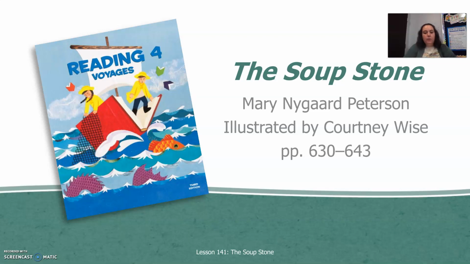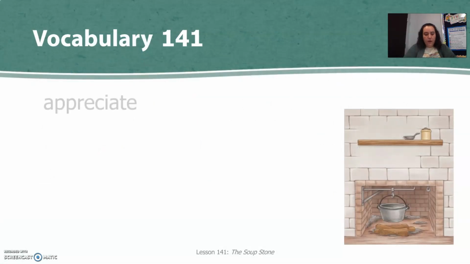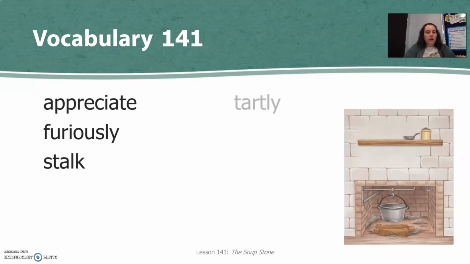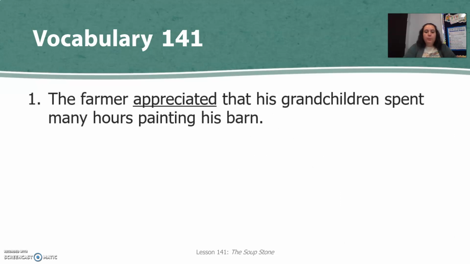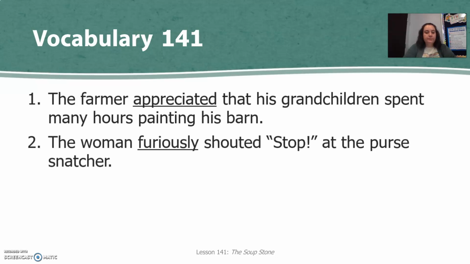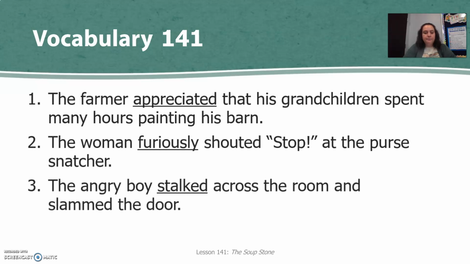So, starting out, this story has some vocabulary words. We have appreciate, furiously, stalk, tartly, trouser, and vigorously. The farmer appreciated that his grandchildren spent many hours painting his barn. Appreciated means they were grateful or thankful. The woman furiously shouted, "Stop!" at the purse snatcher. Furious would mean mad.